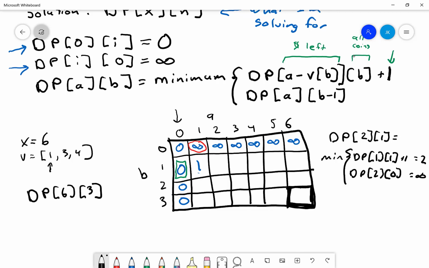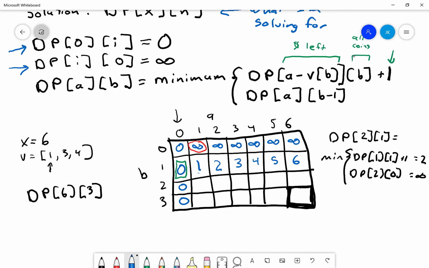Okay, for instance, if we take the dp of 2, 1, that's going to be this cell right here. It's going to be the minimum of 1, 1, which is this one off to the left, plus 1, which is 2 coins, or infinity. And obviously, the best answer here is going to be 2. And if we continue this, we would see that these come out to be 3, 4, 5, and 6, which basically means if the only coin available to us is the 1, it's going to come out to be 1, 2, 3, 4, 5, and 6.